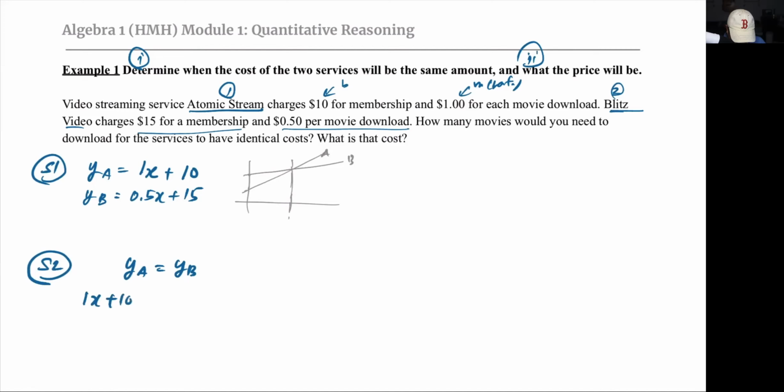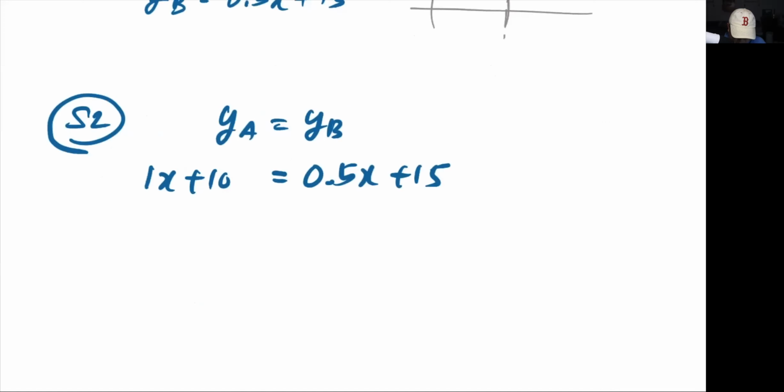1x plus 10 is equal to y of B, which is 0.5x plus 15. Let's solve for that, shall we? So we subtract 0.5x from both sides, which will yield 0.5x on the left-hand side. Okay, now that that's taken care of, we need to move the 10 to the other side, which means that 15 minus 10 gives you 5.